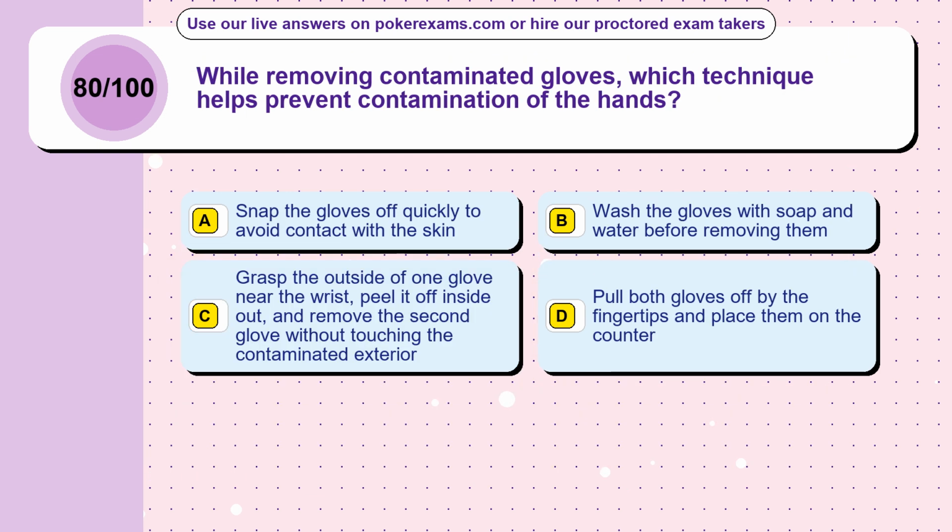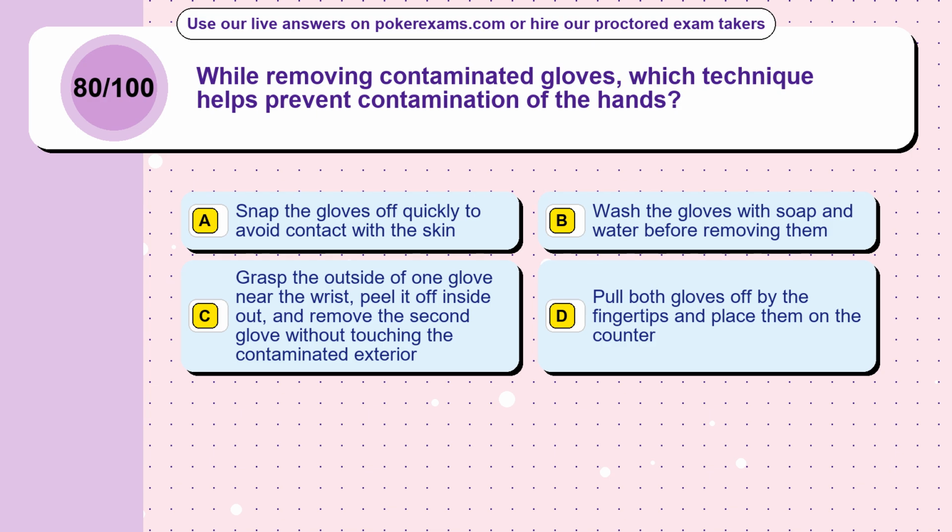Question 80. While removing contaminated gloves, which technique helps prevent contamination of the hands? Option A, snap the gloves off quickly to avoid contact with the skin. Option B, wash the gloves with soap and water before removing them. Option C, grasp the outside of one glove near the wrist, peel it off inside out, and remove the second glove without touching the contaminated exterior.